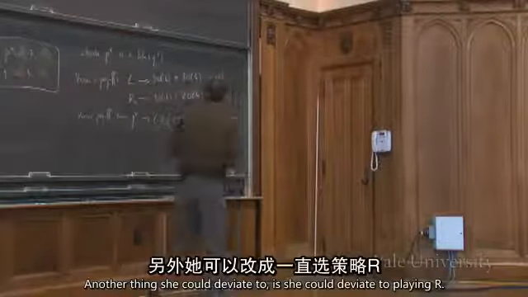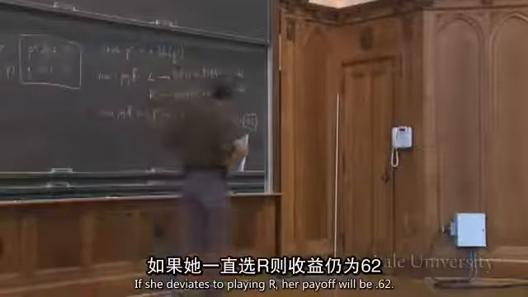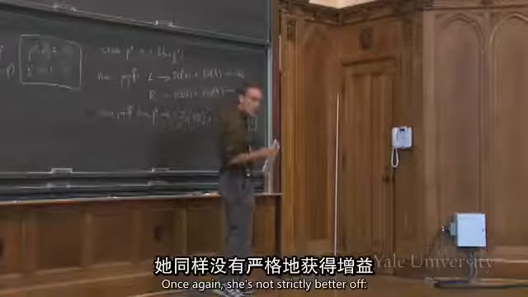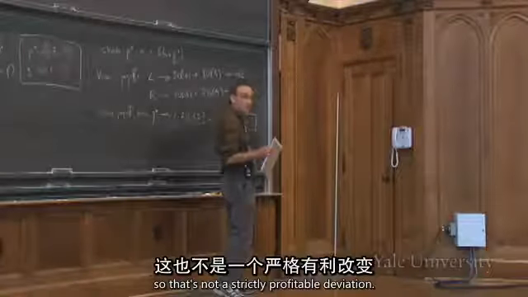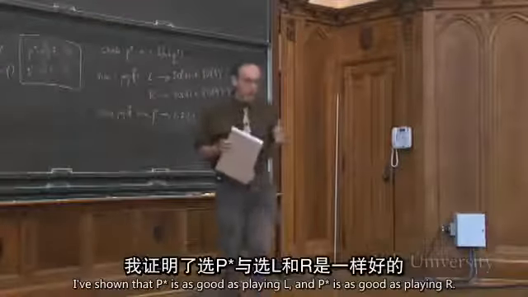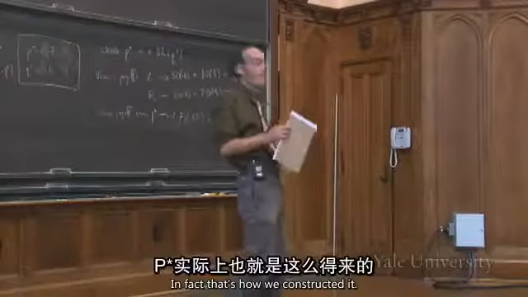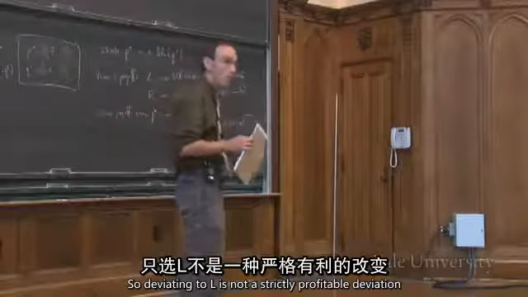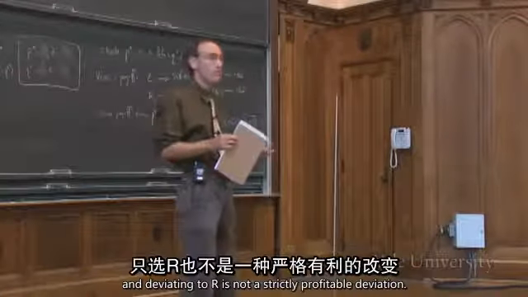Another thing she could deviate to is playing right. If she deviates to playing right, her payoff will be 0.62. Once again, she's not strictly better off. She's the same as she was before. So that's not a strictly profitable deviation. All right, so what have I shown so far? I've shown that P star is as good as playing left, and P star is as good as playing right. In fact, that's how we constructed it. So deviating to left is not a strictly profitable deviation, and deviating to right is not a strictly profitable deviation.